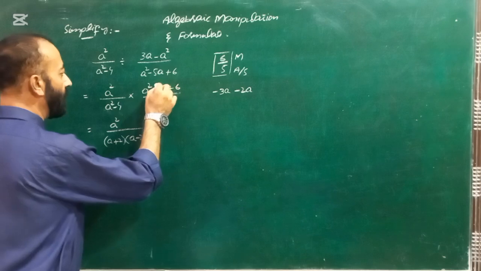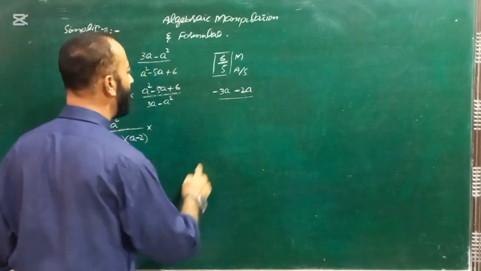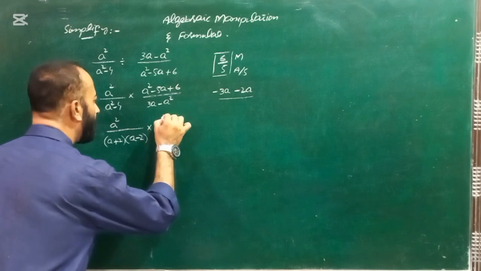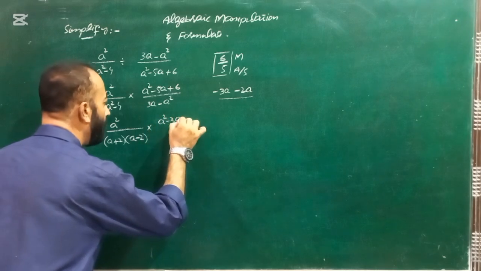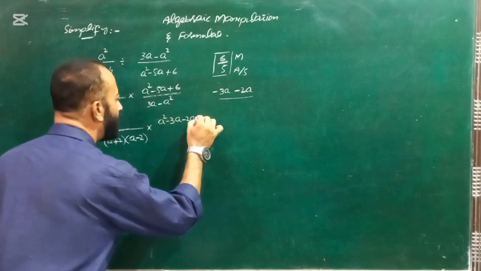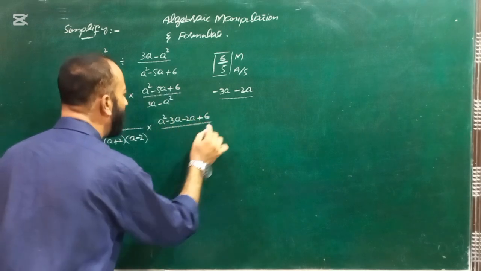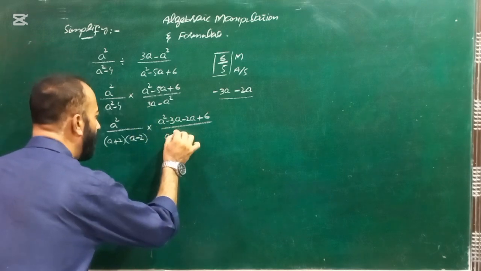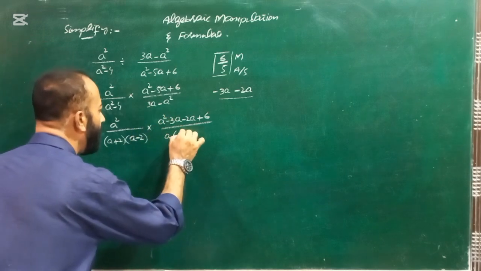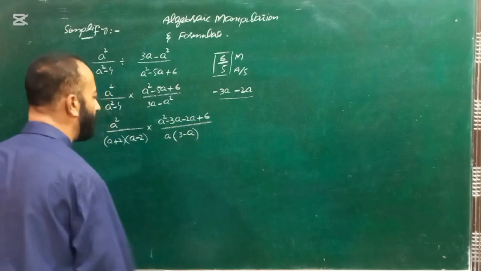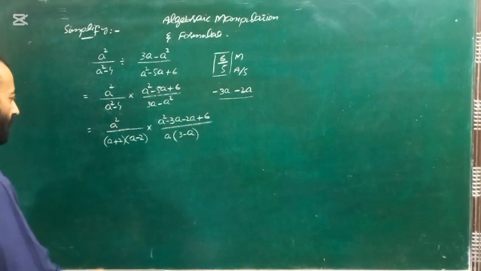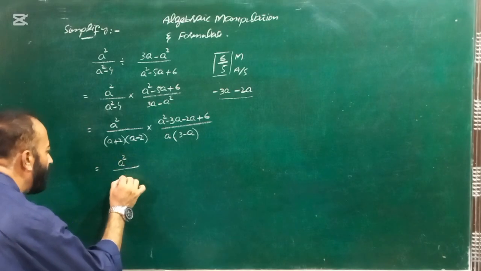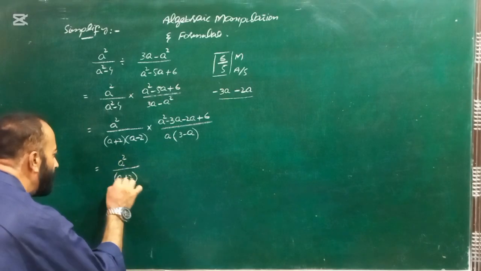So now we will ignore the central value and we will put this pair in place of this one. So look now, a square minus 3a minus 2a plus 6, and in the denominator you can see we can take a common, and after taking a common, 3 minus a will be left. Okay, proceeding further, a square over a plus 2 into a minus 2 will be written as it is.